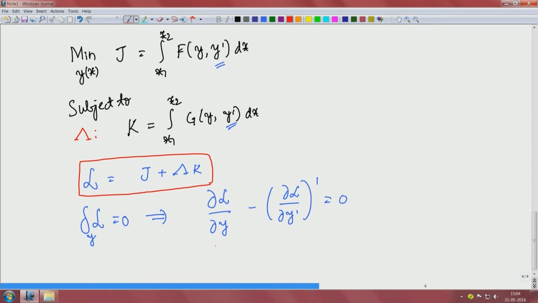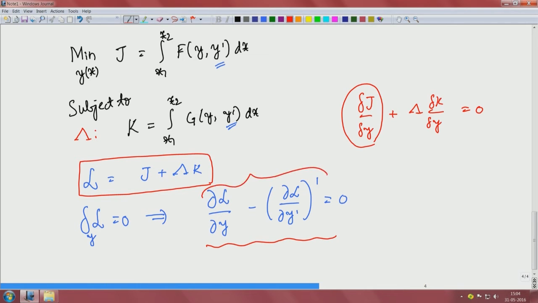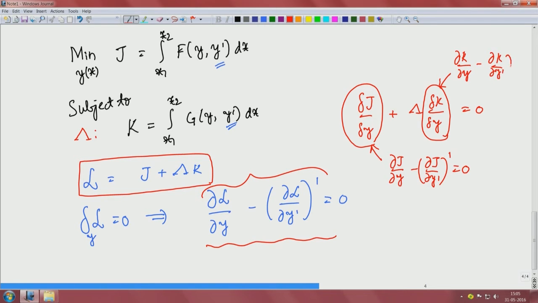Then you got a condition that looked like this. Of course, the Lagrangian included means that what we had was ∂J/∂y plus lambda times ∂K/∂y. These two things are what we get when you write the Euler-Lagrange equation. So this part will be ∂J/∂y minus d/dx of ∂J/∂y' equal to 0. Likewise, this portion is going to be ∂K/∂y minus d/dx of ∂K/∂y', well, not equal to 0, right? So it's just the expression.